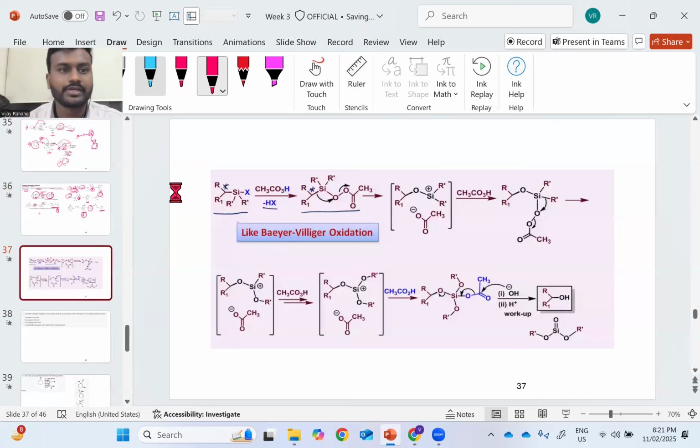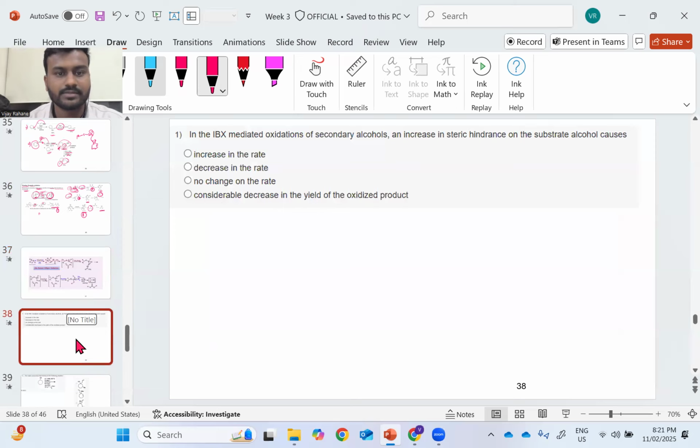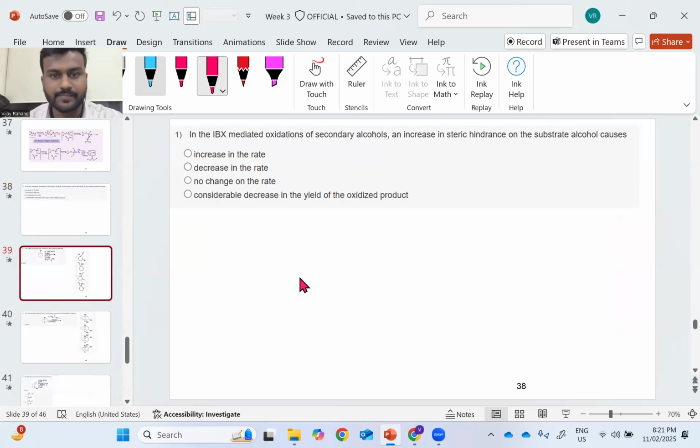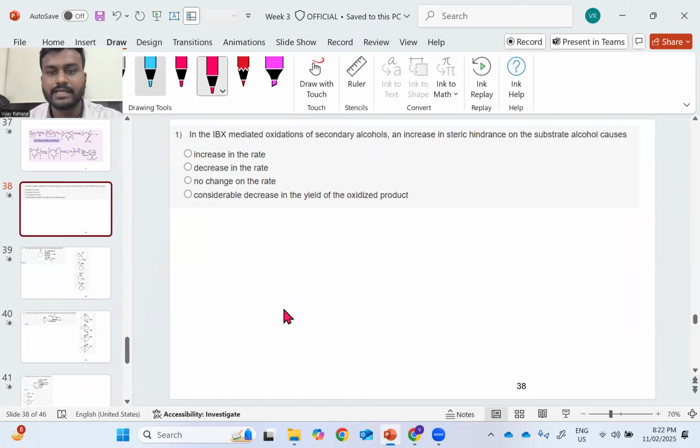All right. So if you have any question, then we'll discuss that question. Yeah, these are some questions. So the first question was based on the IBX, which we have already seen, and it was also already mentioned by the professor. In the IBX mediated oxidation of secondary alcohols, an increase in steric hindrance on the substrate alcohol causes whether an increase in the rate or a decrease in the rate, that you have to select.